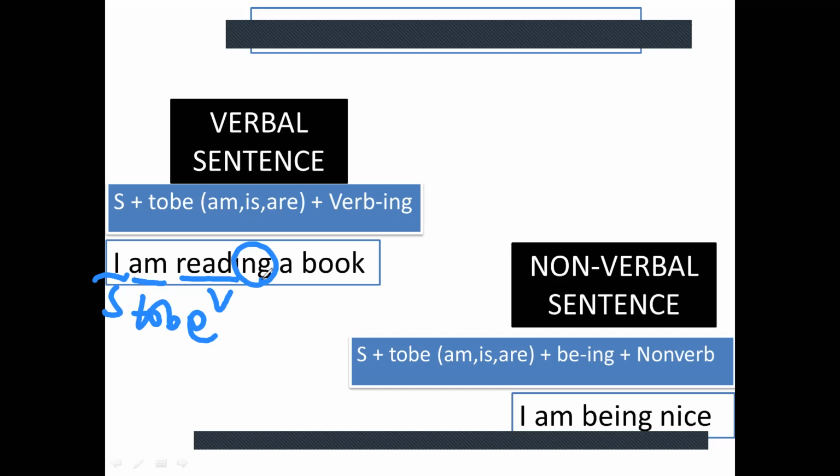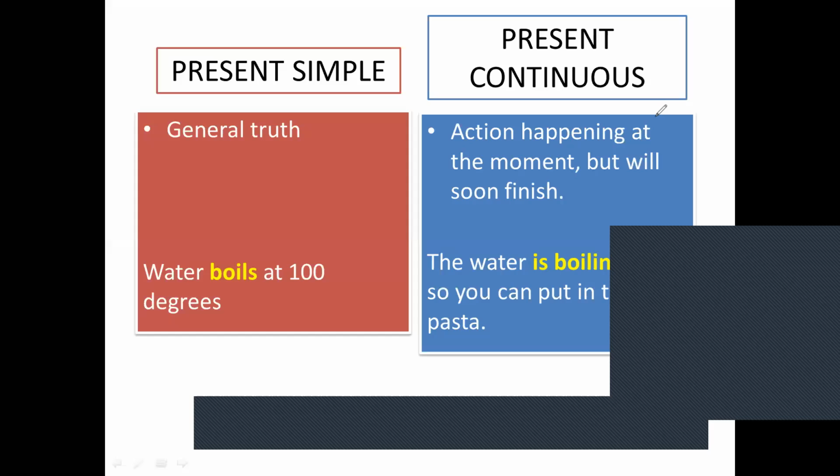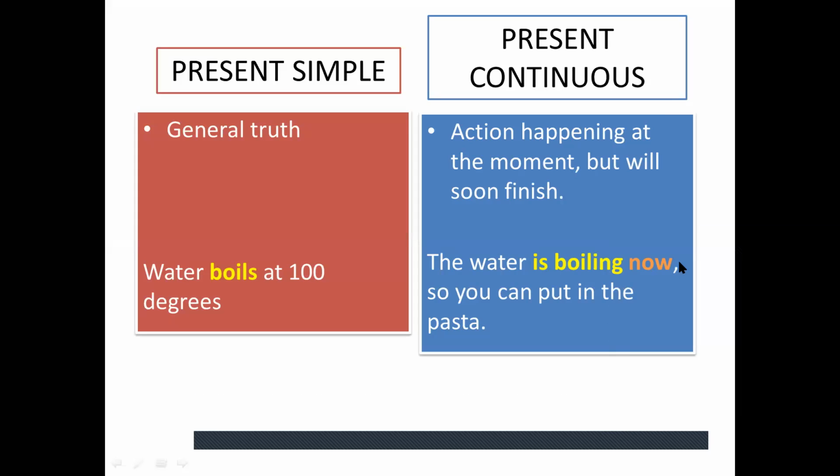And for the non-verbal sentence, basically it has the same formula as the verbal sentence. The only difference is that you need to change verb-ing into being here. For example, I am being nice. Okay, well, please remember that the formula of present continuous is basically just to be plus ing, whether it's verb-ing or being.